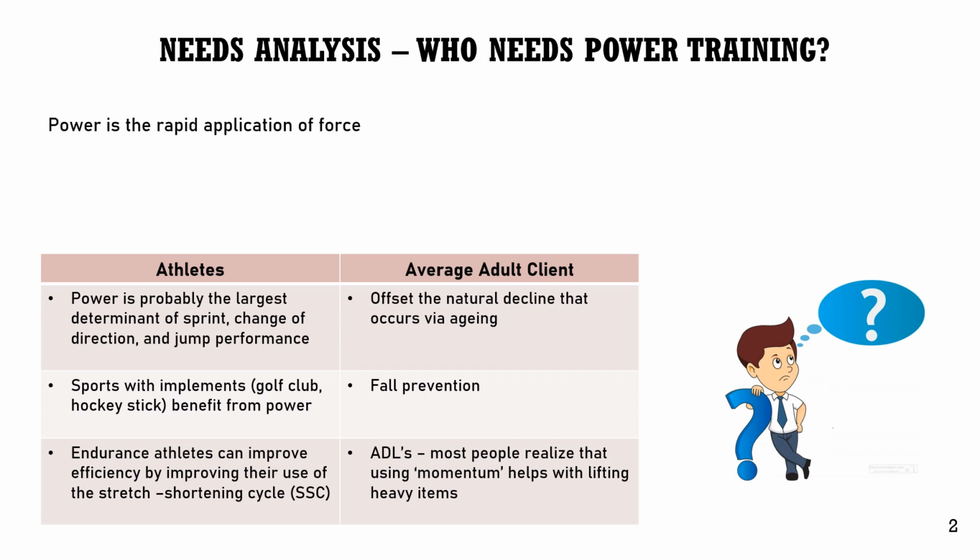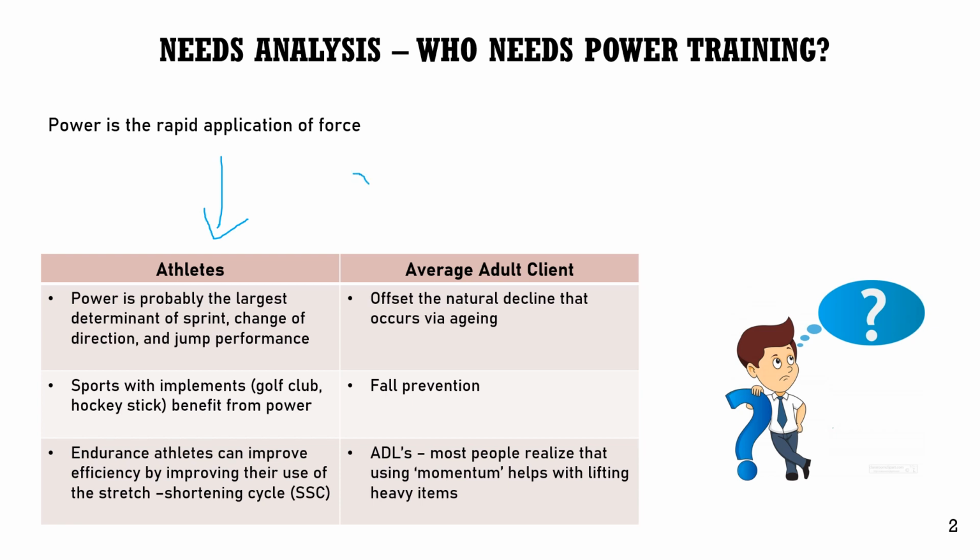Before discussing how we integrate power into program design, I think it's important to understand who would need or benefit from power training. Now, the obvious population that's going to benefit from power training is the population of athletes. Power is probably the largest determinant of sprinting performance, vertical jumping, change of direction, and all of these markers of athleticism that we can develop through training. So obviously power should be incorporated into athlete training.